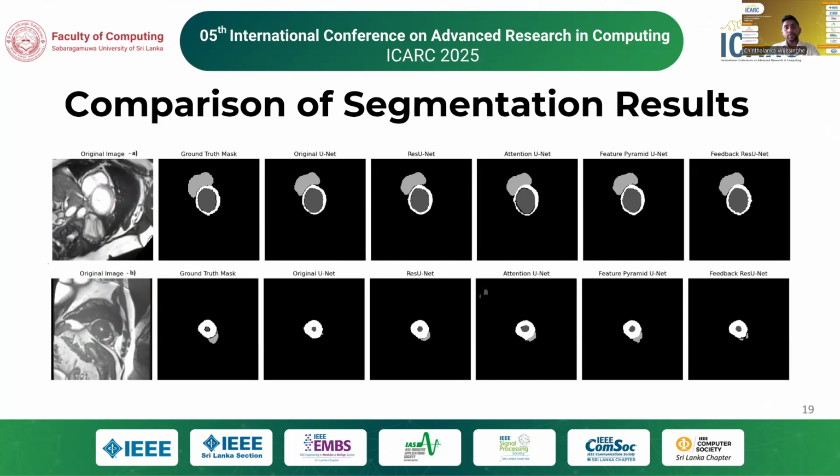The original unit captured the general structure but showed boundary imprecision and failed to segment the right ventricle region. The residual unit and feature pyramid unit performed better, particularly in the right ventricle region. The attention unit focused well on the left ventricle but introduced small artifacts, suggesting sensitivity to input noise. Similarly, the feedback residual unit struggled with consistent segmentation, as it undersegments the right ventricle region.